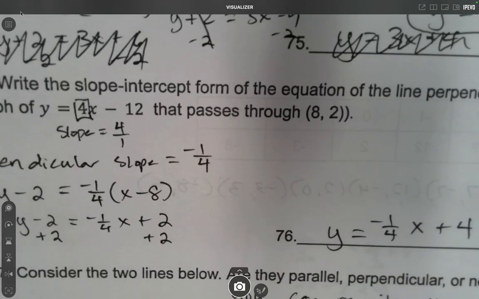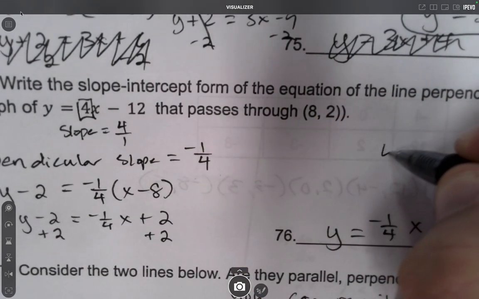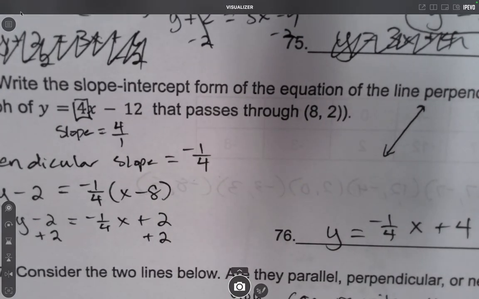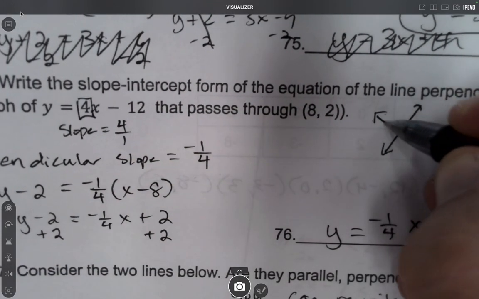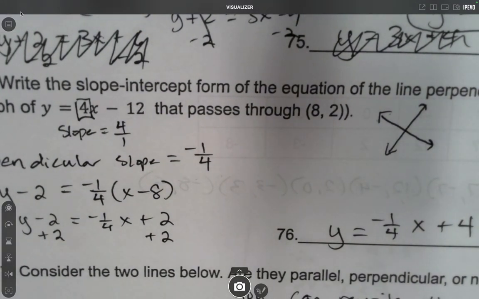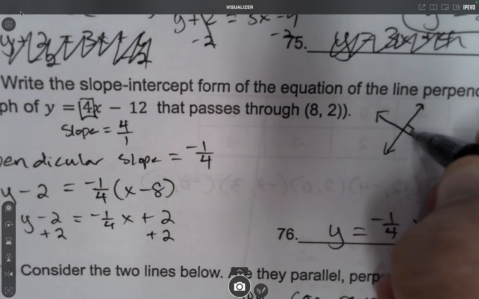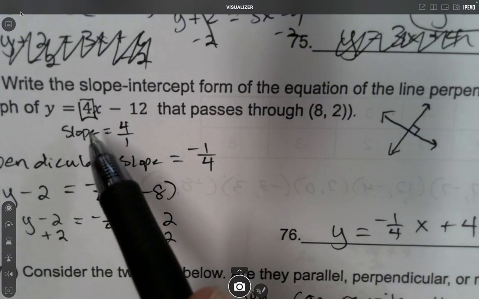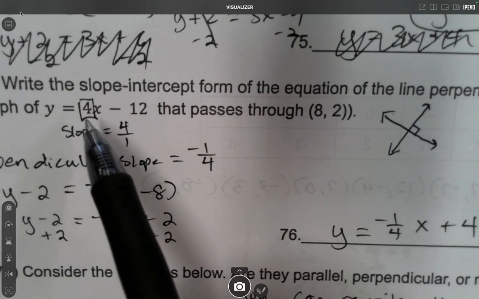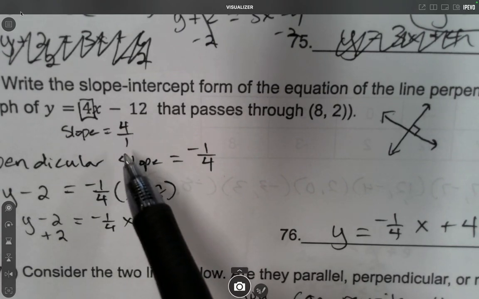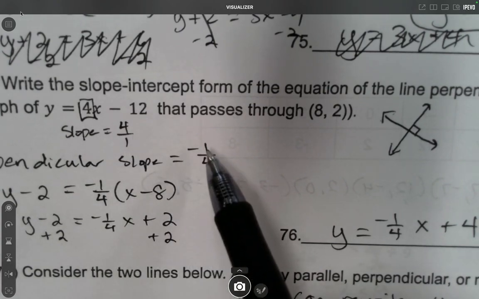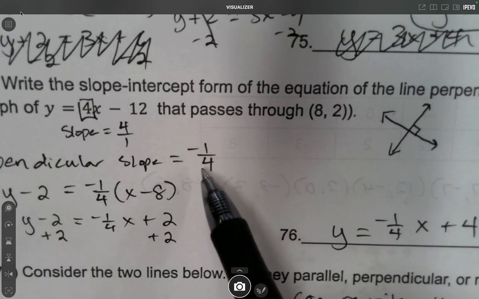76 is very similar. We're given a perpendicular line. So y equals 4x minus 12 looks something like this. Then we need to find the line that is perpendicular to it, meaning it forms a right angle. So a perpendicular slope, this slope 4 can be written as 4/1. So we flip over that fraction, making it 1/4, and we change the sign from being positive to negative.